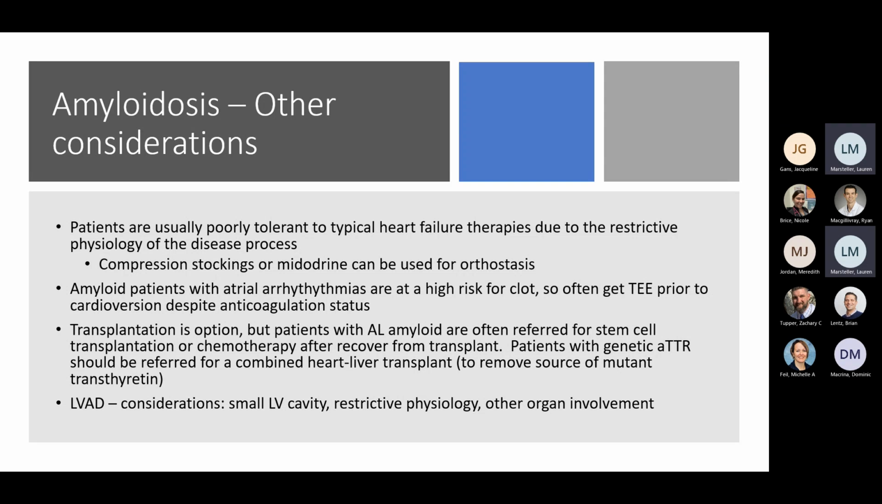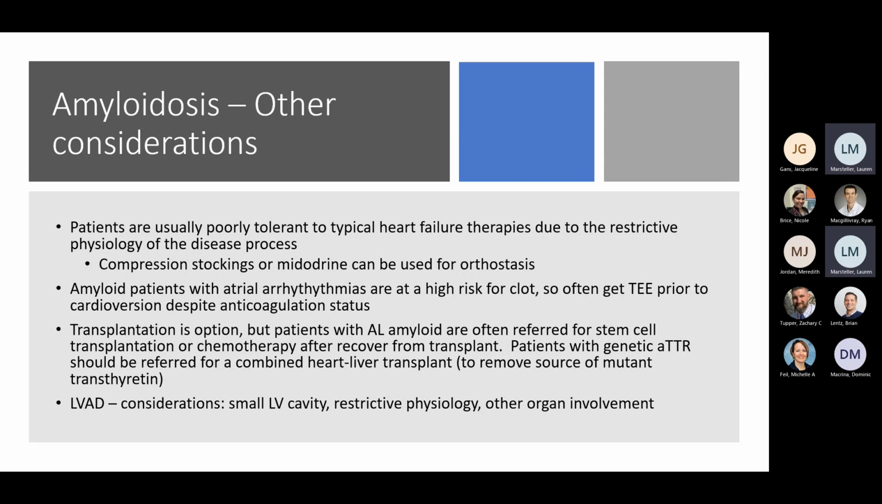Patients with the genetic TTR form are often referred for heart-liver transplant, and that again is because the transthyretin is a liver-derived protein. So if you're going to transplant the heart, you would want to remove the liver and the source of the abnormal proteins as you're doing the transplant.